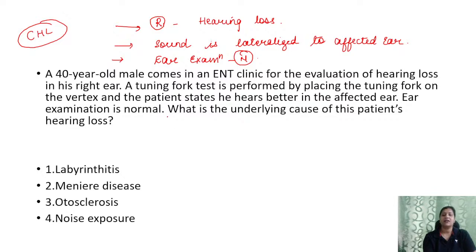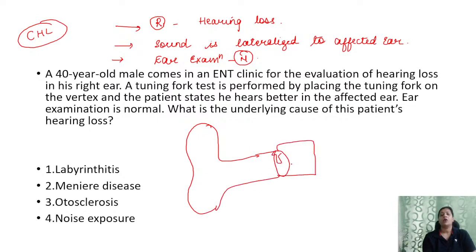Now, if there is a conductive hearing loss, there must be some pathology either in the external auditory canal, in the tympanic membrane, or in the middle ear, because the conductive pathway is from the pinna up till the footplate of stapes. So this entire pathway is your conductive pathway. So if your conductive pathway is having a problem, it will result in conductive hearing loss. But here they have told you the ear examination, the tympanic membrane examination, is normal.